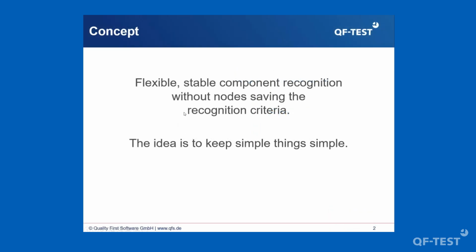Yeah, so the idea was to have a stable and flexible component recognition without having to save the recognition criteria in the component nodes, because that component tree is very nice when it's stable and the depth is not becoming too deep. With many applications that's the case, but not with all. So we came up with this idea of SmartIDs, and the idea is to keep simple things simple.